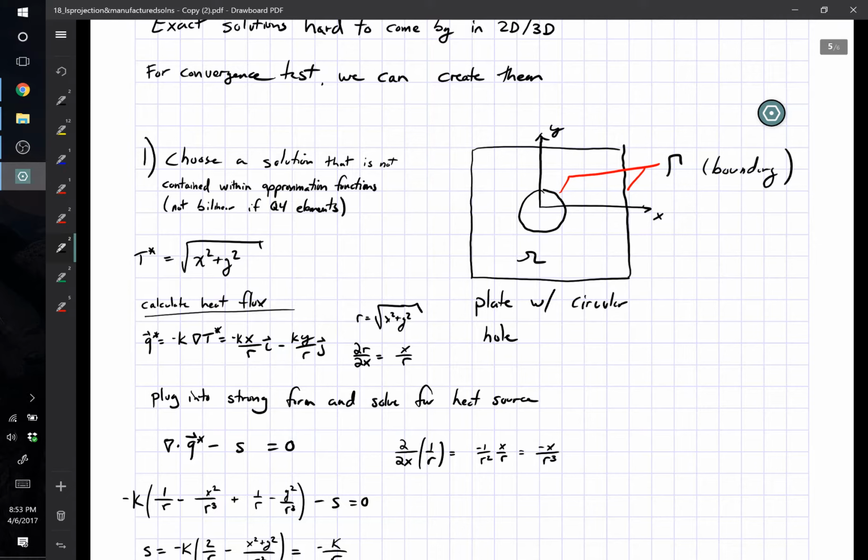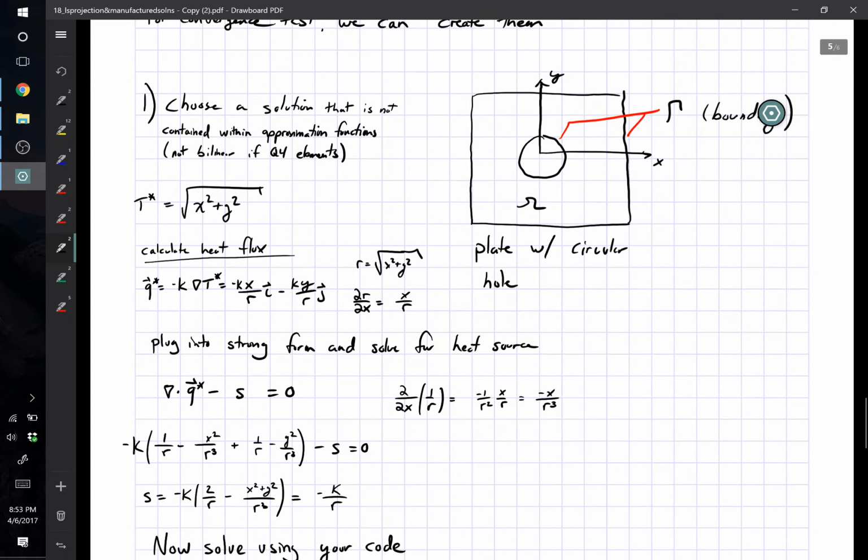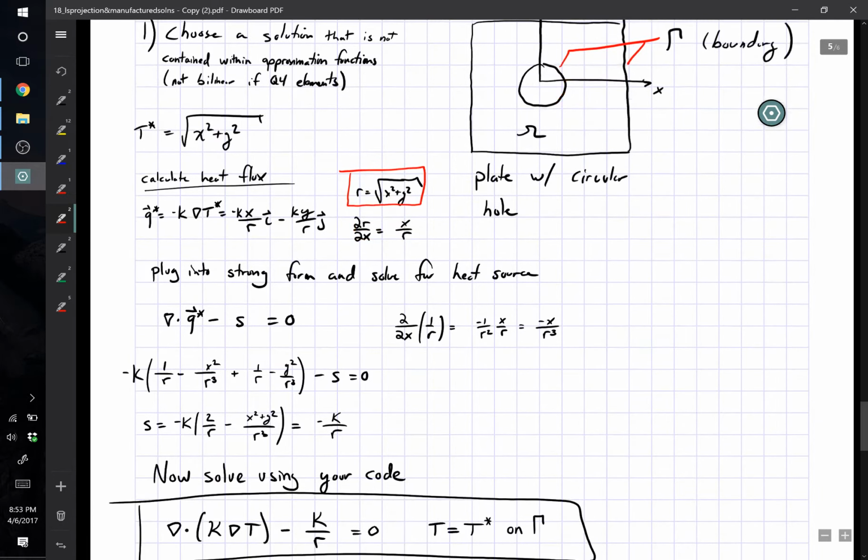And so once we've chosen the solution, we'll calculate the heat flux from that solution. So that just involves taking its gradient and multiplying it by the thermal conductivity. So we have the derivative of T star, or the gradient of T star. To do that easily, there's a couple things that we need to do. So first we'll just say that, well, the square root of x squared plus y squared, we'll define that as r, just the radial distance from the origin, and dr/dx, if you carry that through, you're going to get that it's equal to x over r.